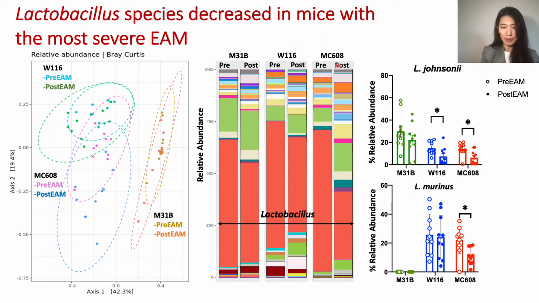in mice harboring MC608. Closer examination of the two most abundant Lactobacillus, johnsonii and murinus, revealed that EAM induction significantly decreased johnsonii levels in mice harboring W116 or MC608, and only mice harboring MC608 showed significant decreases in murinus. Altogether, this result suggests that Lactobacillus species may play a protective role in EAM.